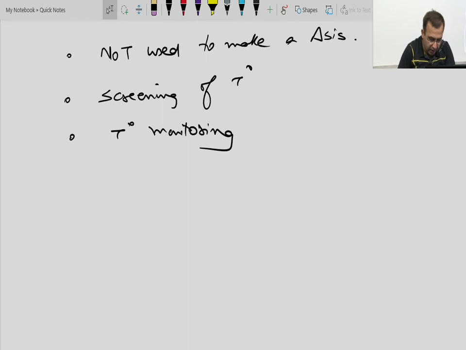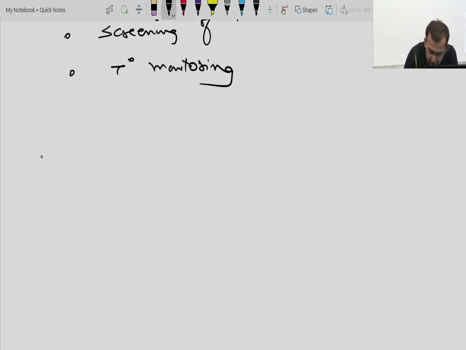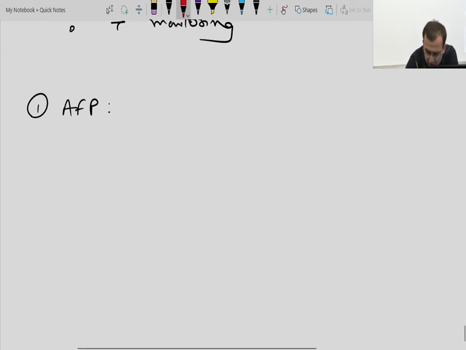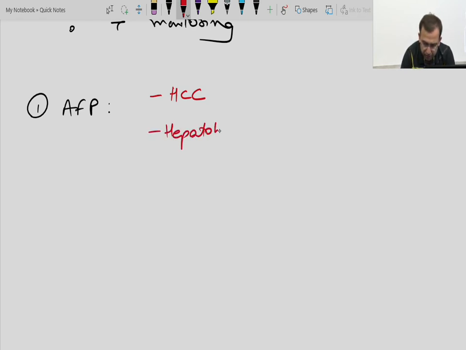Starting with the first tumor marker, AFP, alpha fetoprotein. Let us make the list here only. It is elevated in HCC, which is the primary malignant liver cancer in adults. What is the liver malignancy in children called? Hepatoblastoma. It is also elevated in ovarian tumors, the most common being yolk sac tumor.